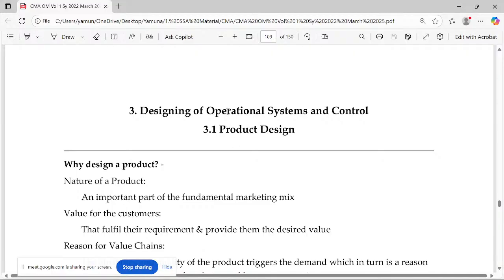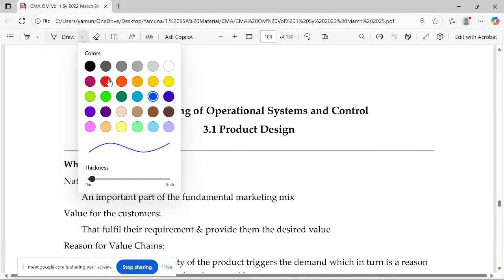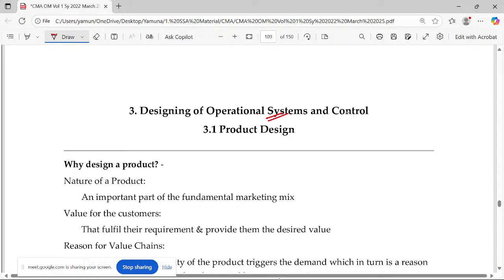Chapter number 3, designing of operational system and control. Okay. Designing of operational system and control is clearly dealt in two aspects.